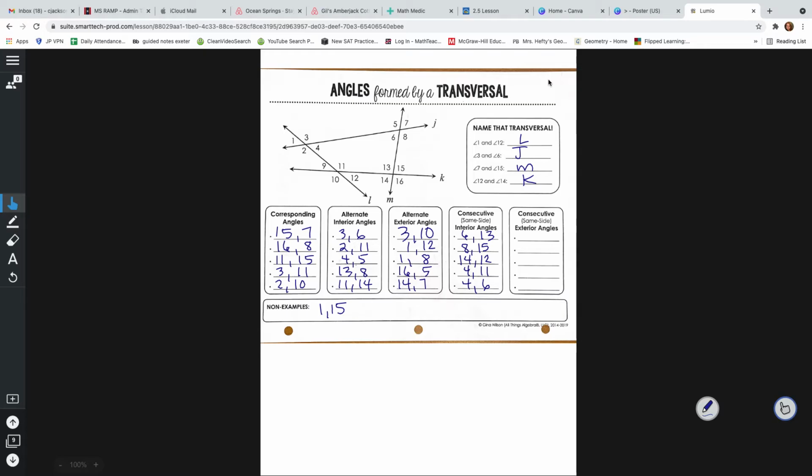Okay, we didn't write down consecutive same side exterior. However, if you know what same side interior is, you should know what same side exterior is. So let's just go with transversal L. I'm looking at L right here. Give me one set of same side exterior. 3 and 12. 14 and 5. 10 and 1.